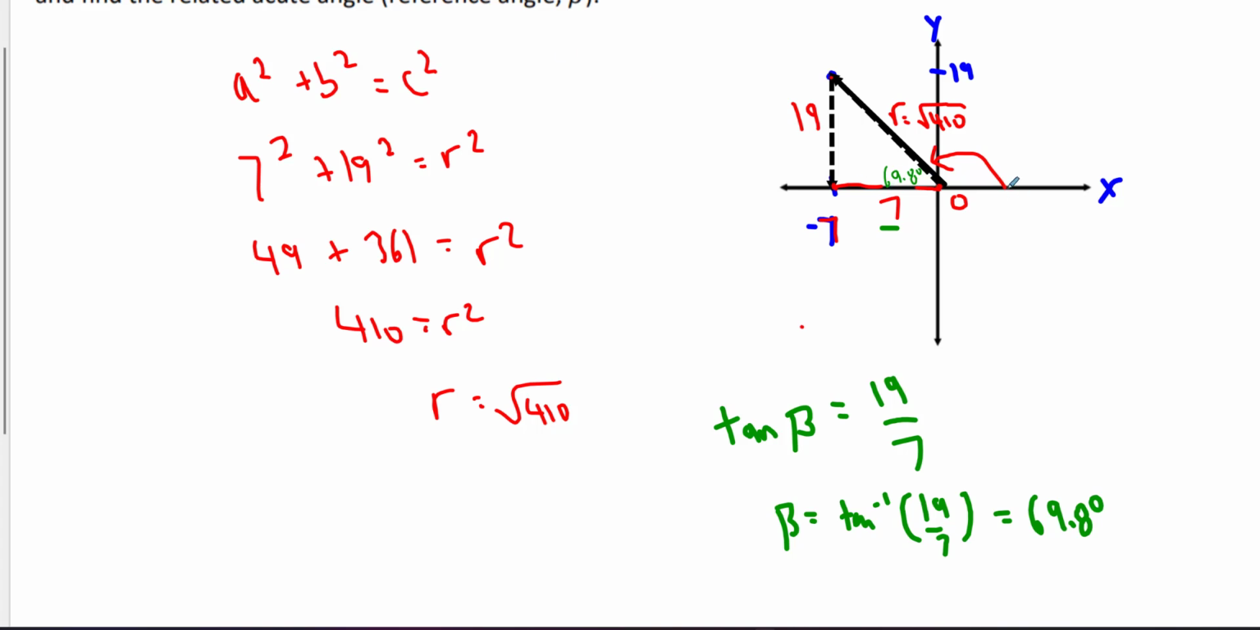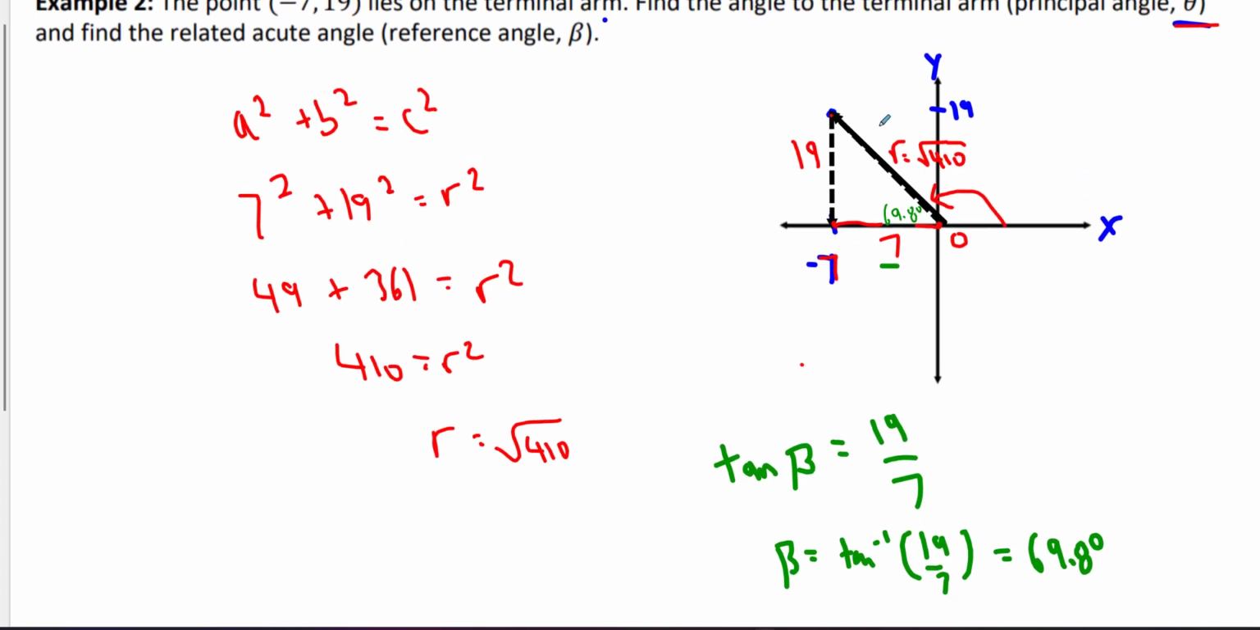So what's the principal angle? Well, the principal angle, theta, is equal to, we know that this angle is more than 90, but less than 180. So am I going to do 90 plus 69.8? The answer is absolutely not. That's absolutely never the case. You never use 90 or 270 in your calculations. You only use 180 or 360.